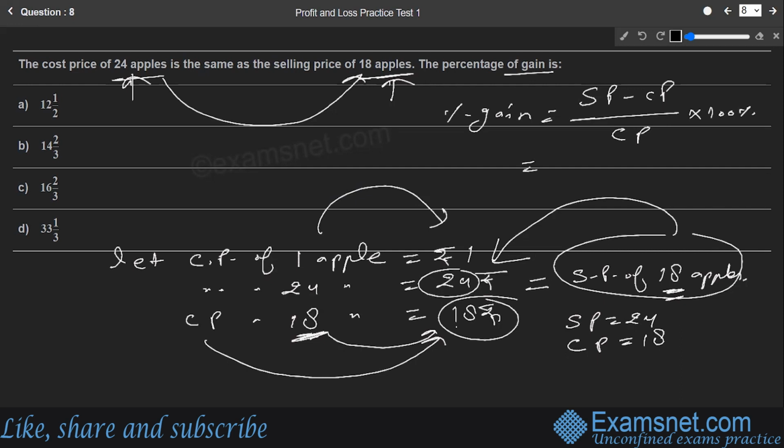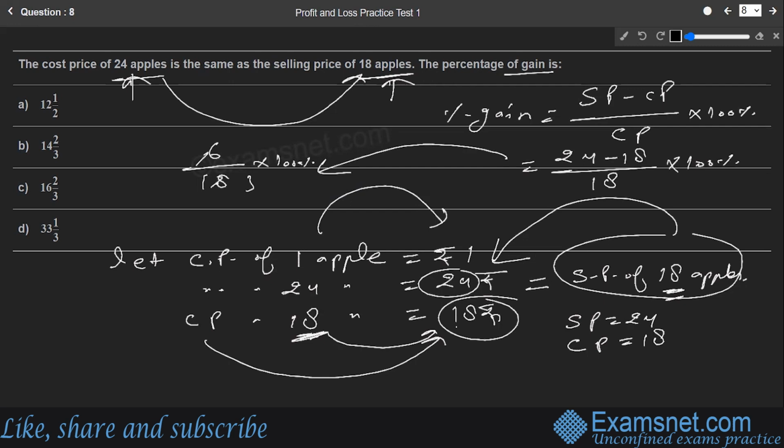Let us put our values. Selling price is 24, cost price is 18, divided by cost price 18 again, into 100%. If we solve this further, this gives us 6 by 18 into 100%. That is nothing but 100 by 3%. That is 33 1/3%. That is available in option number D. 33 1/3% is the right answer.